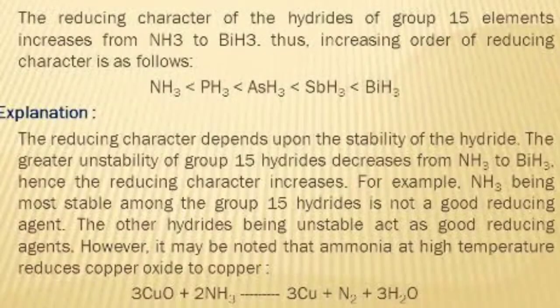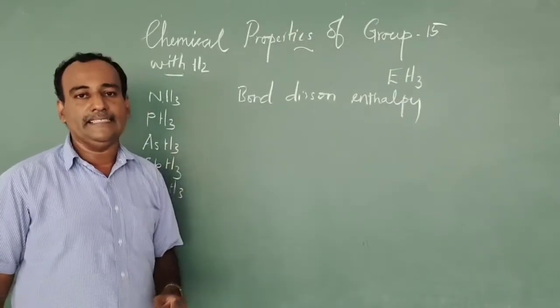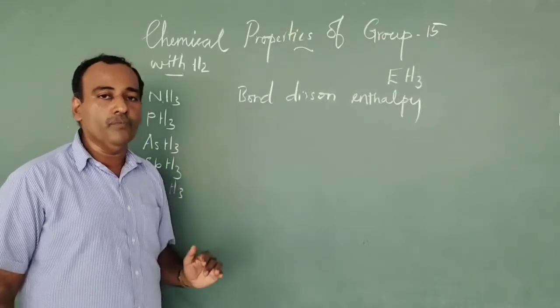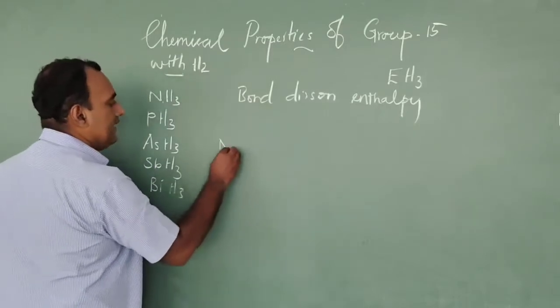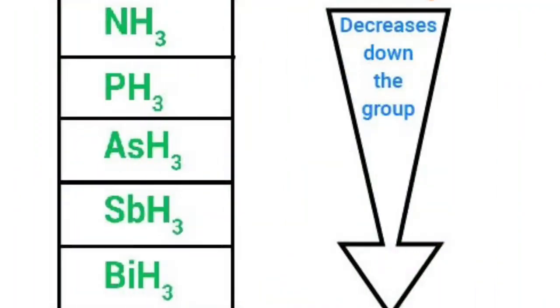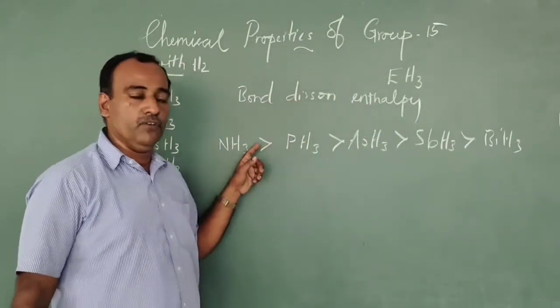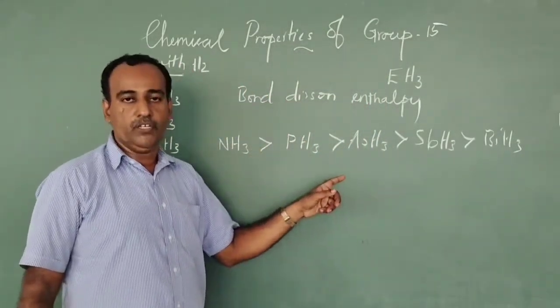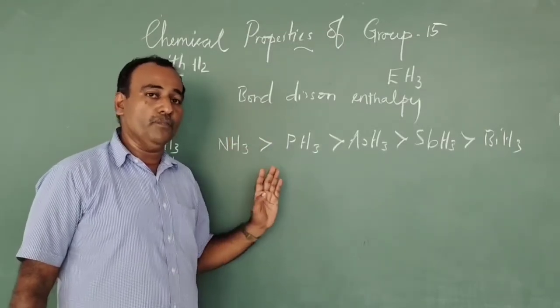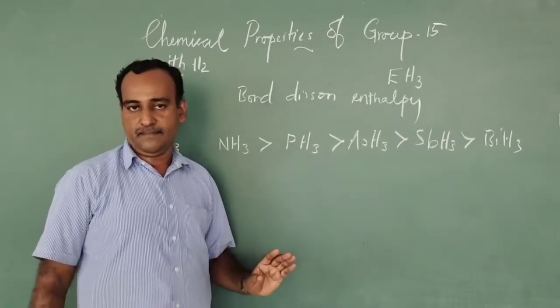The basic nature of these hydrides, that is the basicity, decreases on moving down the group. That is, NH3 has more basicity than PH3, which has more basicity than AsH3, which has more basicity than SbH3 and BiH3. So the basicity of these hydrides follows this order: on moving from top to bottom, it decreases.